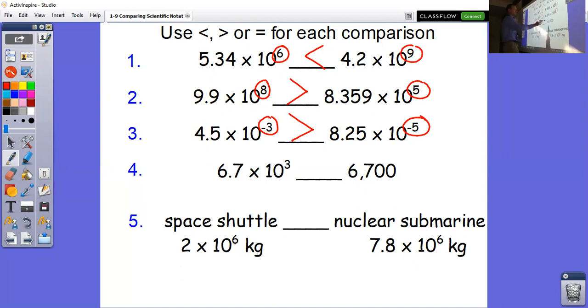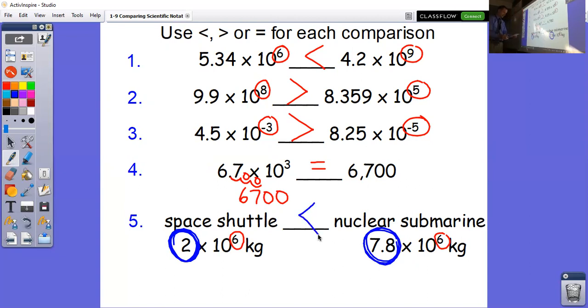Be careful in this one. We have 6.7 times 10 to the 3rd and 6,700. I would make this one into scientific notation. Type it into the calculator or move your decimal point over 3 places. You get 6,700. So you have 6,700 and 6,700. Those are actually equal to each other. We have 2 times 10 to the 6th and 7.8 times 10 to the 6th. Notice that our exponents are the same here. Since our exponents are the same, we need to look at the number in front of the times 10. We have a 2 and a 7.8. 7.8 is bigger than 2, so this is less than.